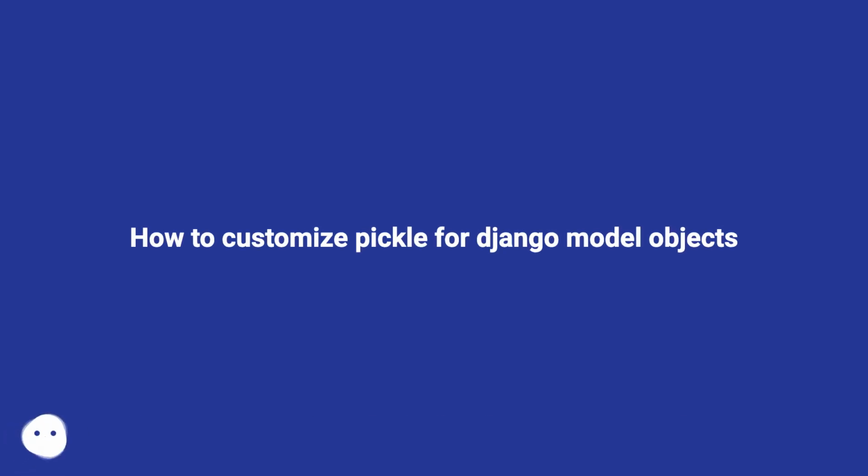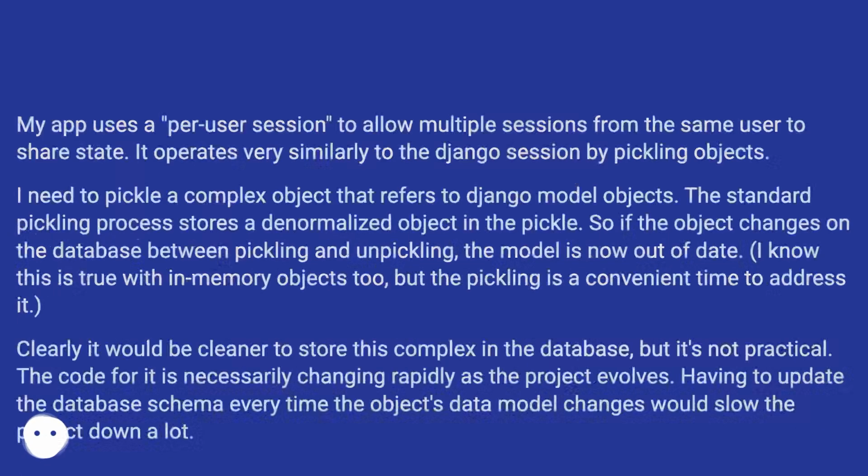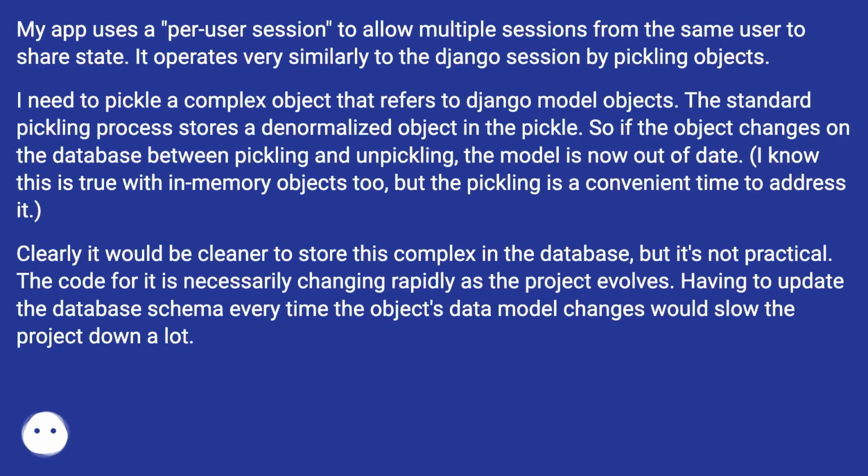How to customize Pickle for Django model objects. My app uses a per-user session to allow multiple sessions from the same user to share state. It operates very similarly to the Django session by pickling objects. I need to pickle a complex object that refers to Django model objects.